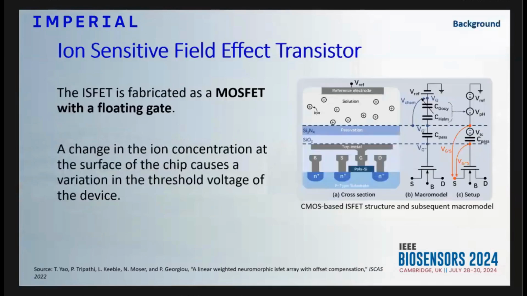Ion-sensitive field effect transistors, also known as ISFETs, are basically MOSFETs with a floating gate. They can be fabricated in CMOS. As you can see in the picture here, you have a MOSFET that's extended to the top metal layer. You have the passivation surface, which then has a solution that you bias through the reference electrode. You can model it, as we model everything as electrical engineers, and then you can run it in simulations through software like Cadence. Any change in the ion concentration at the surface of the chip causes a variation in the threshold voltage of the device. So in essence, this is a pH sensor.